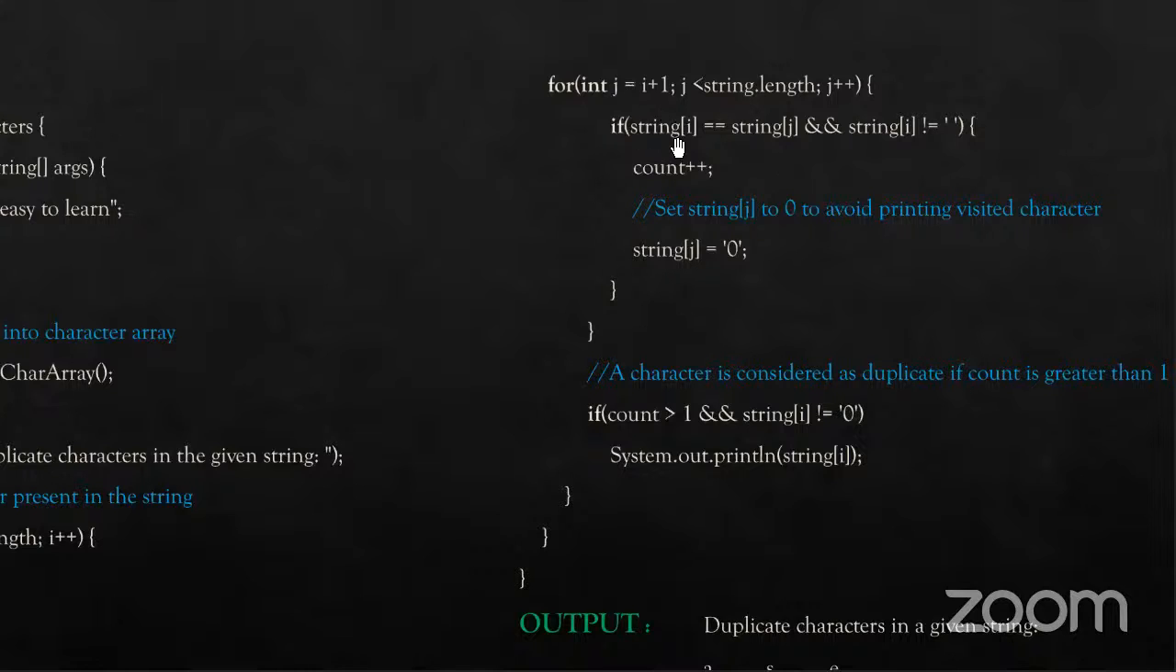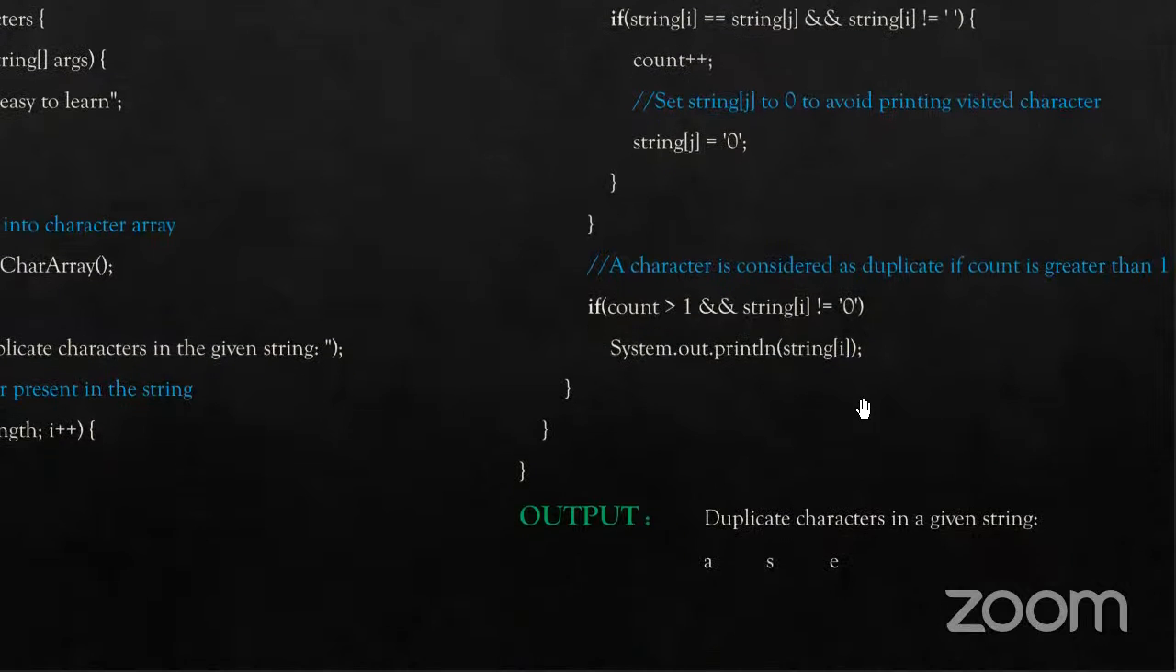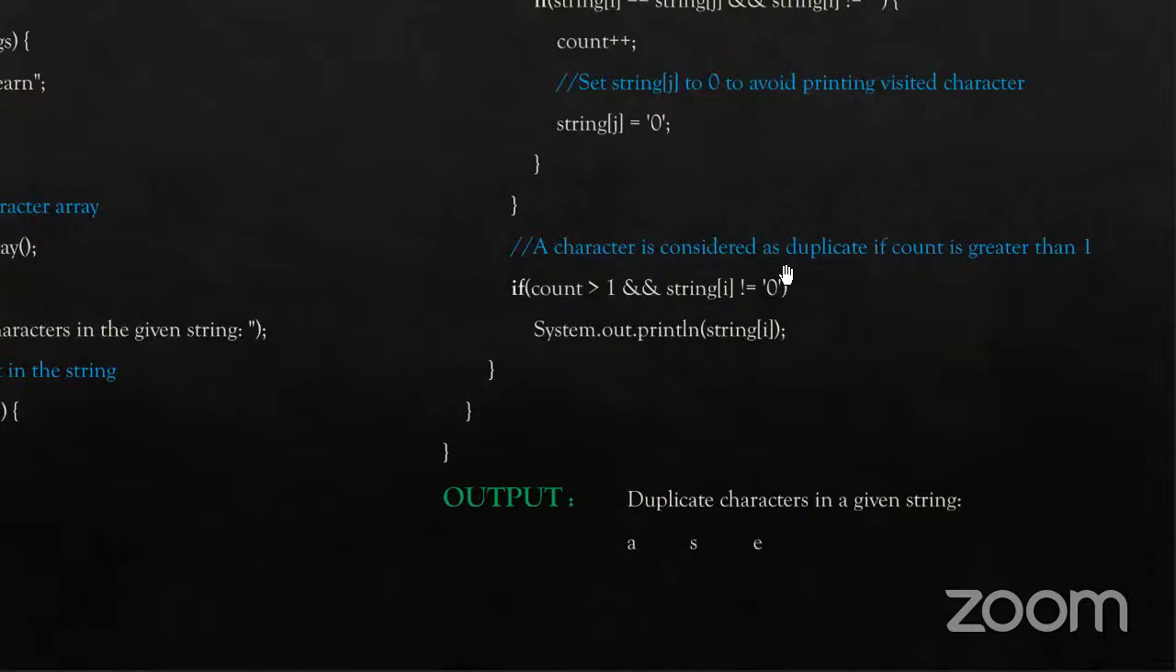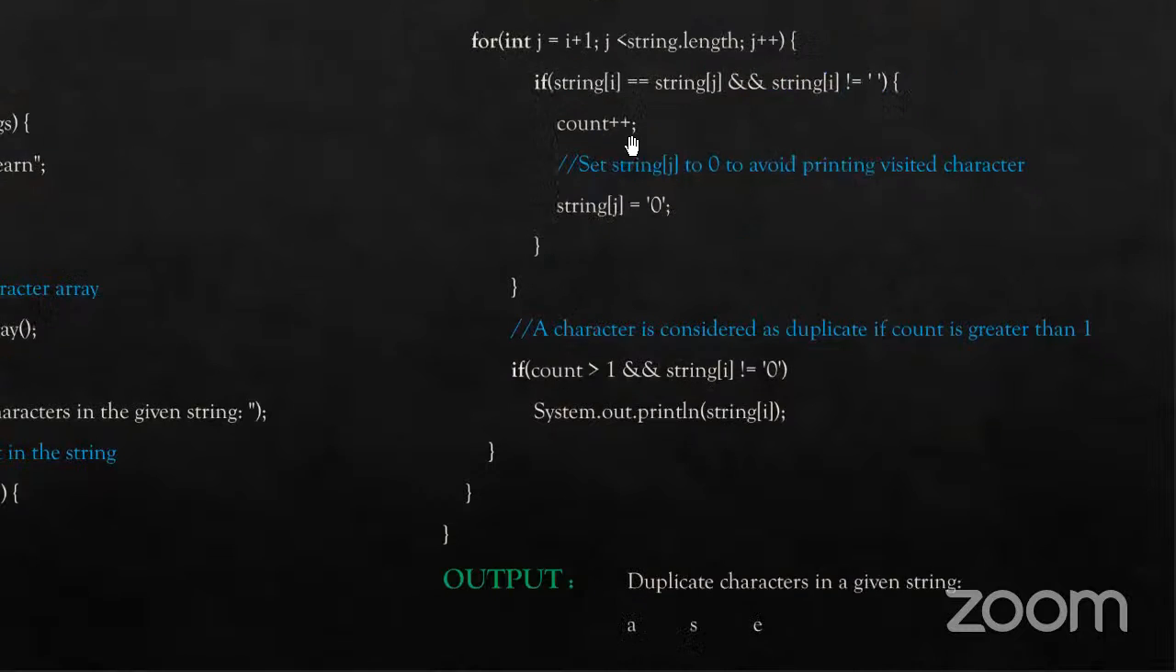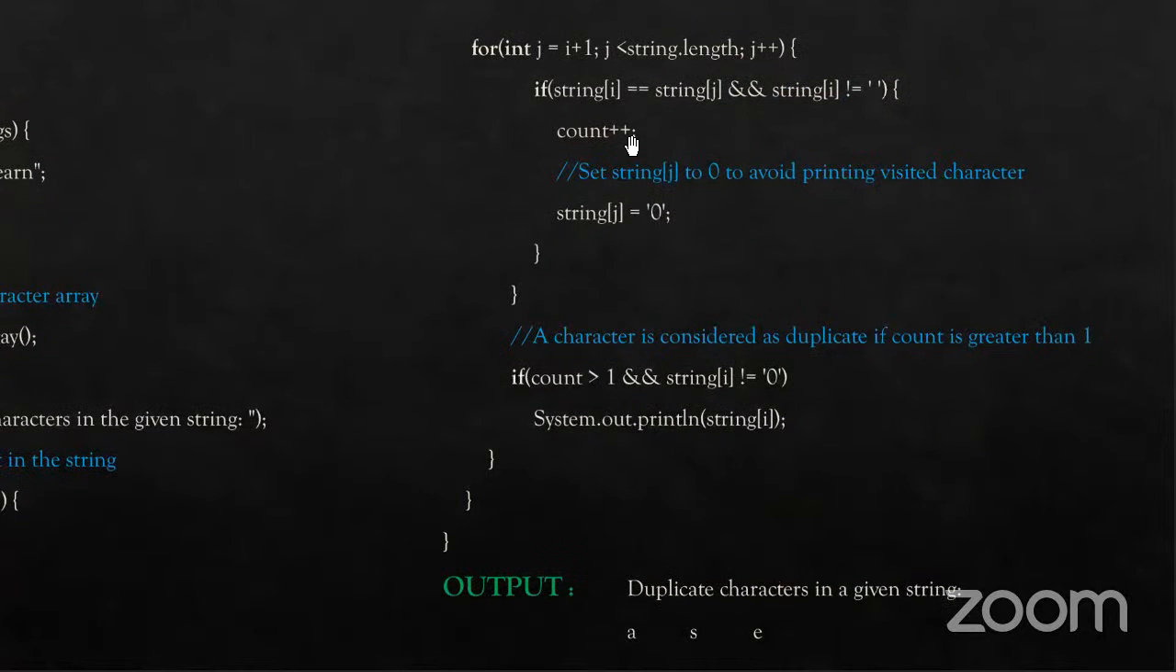In every loop, the character count will be incremented if the same element is found, like string of i. If this count is greater than 1, it means that the character is repeating, right? A character is considered a duplicate only if count is greater than 1.